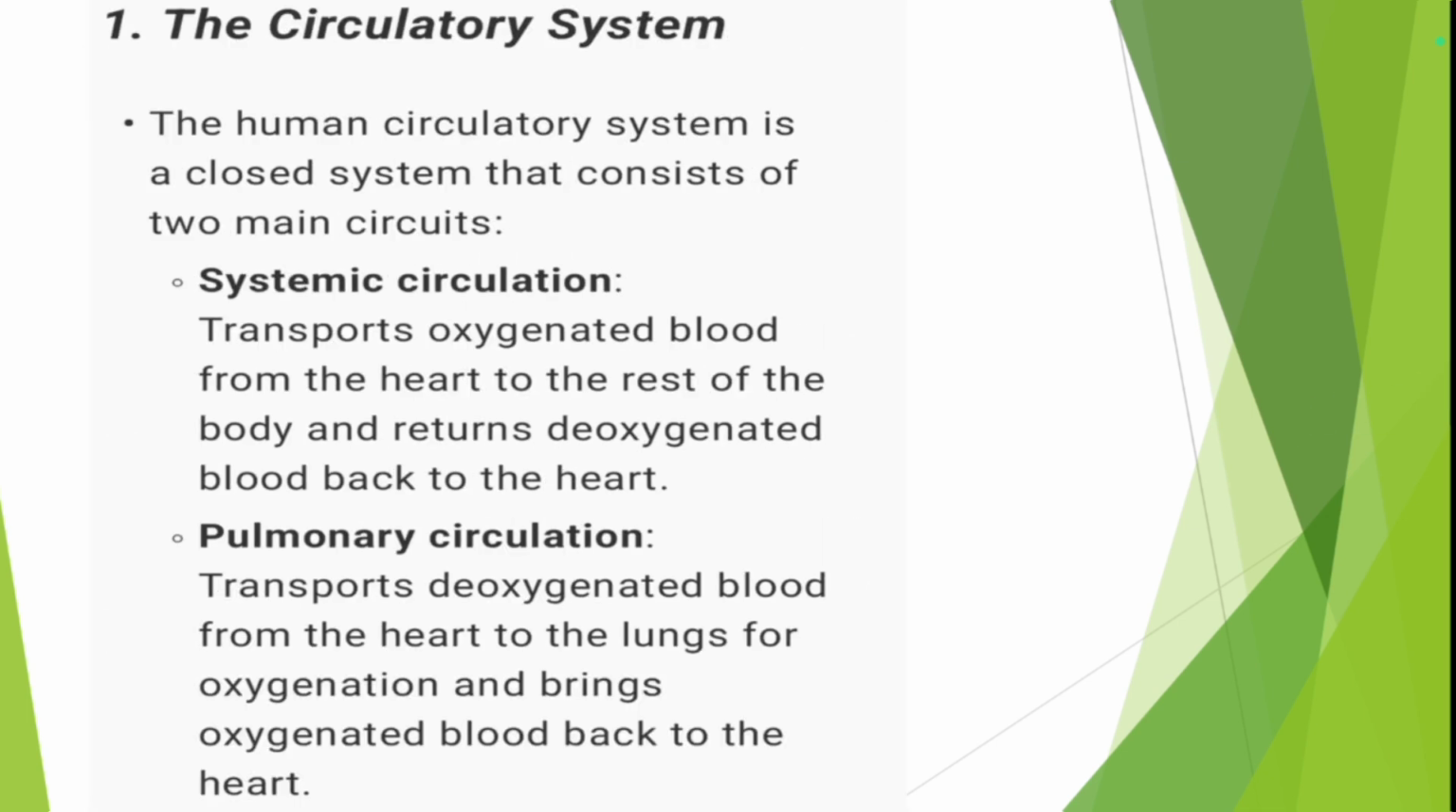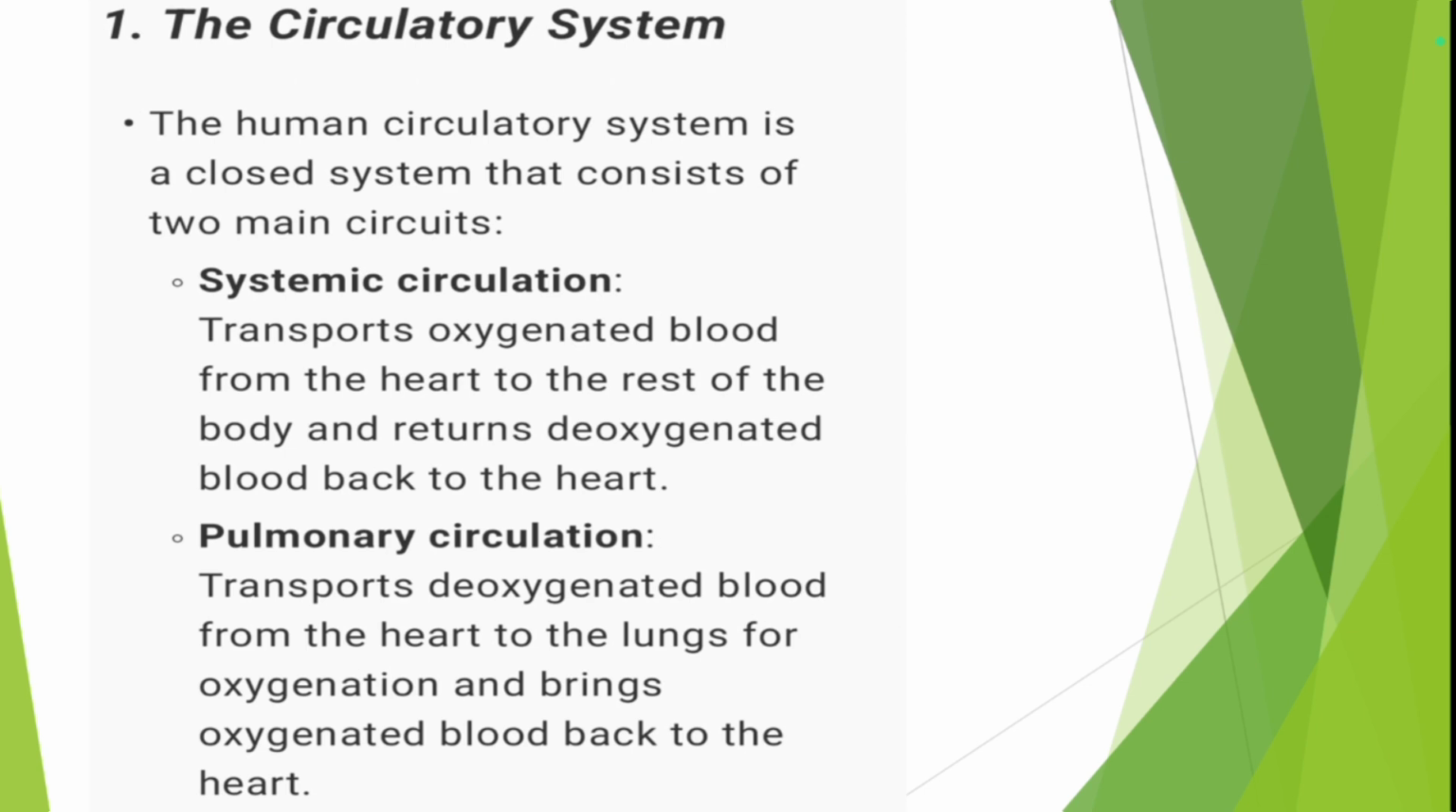Okay, here, the circulatory system. Actually, it is a closed system. If we see technically, then we can understand that it has two circuits. The first circuit is known as the systemic circulation circuit. The second one is the pulmonary circulation circuit. Okay, in the systemic circulation circuit, what is its function? It transports the oxygenated blood from the heart to the rest of the body and returns deoxygenated blood, or carbon dioxide-rich blood, back to the heart.